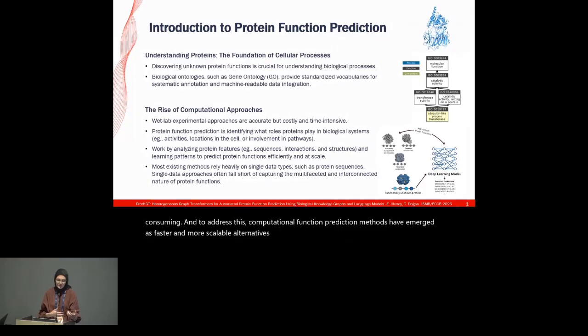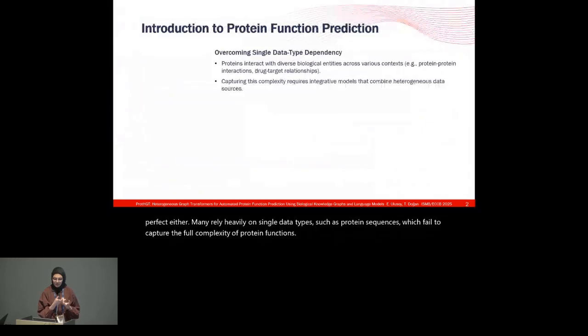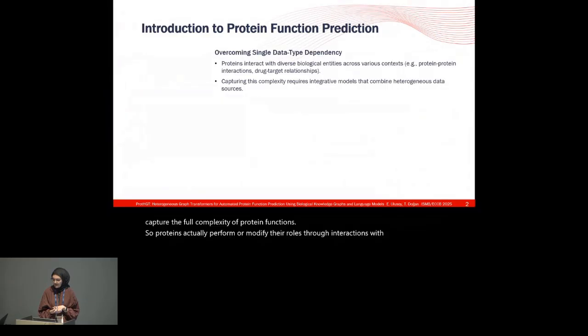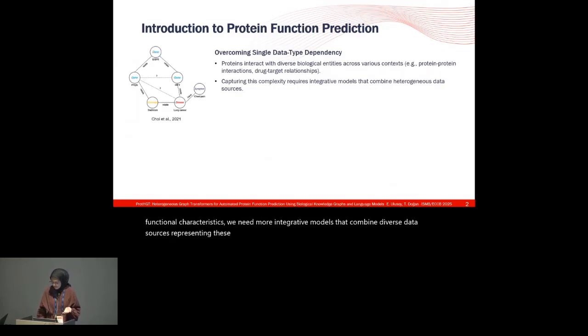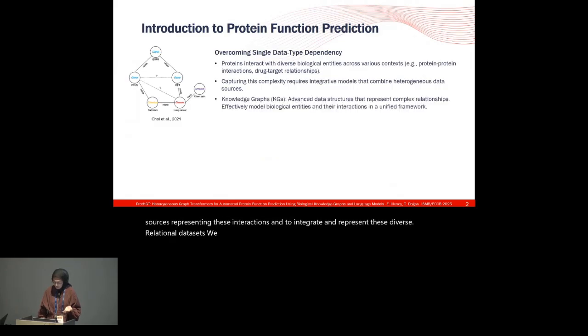That said, these computational methods aren't perfect either. Many rely heavily on single data types, such as protein sequences, which fail to capture the full complexity of protein functions. Proteins actually perform or modify their roles through interactions with various biological entities, such as protein-protein or drug-target interactions. To capture the complex functional characteristics, we need more integrative models that combine diverse data sources representing these interactions. And to integrate and represent these diverse relational data sets, we use knowledge graphs.